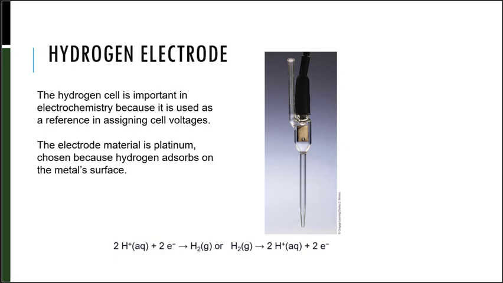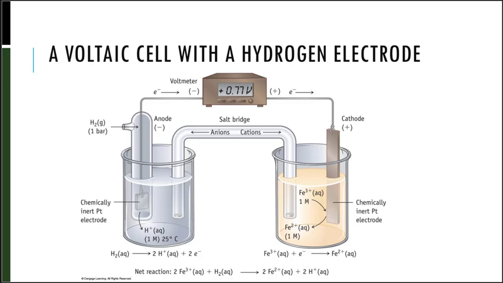The electrode material is platinum, chosen because hydrogen adsorbs on the metal surface. In this half cell's operation, hydrogen is bubbled over the electrode, and adsorption on the large surface area maximizes the contact of the gas and the electrode. Here is a voltaic cell involving the reduction of Fe3+ to Fe2+ with hydrogen gas.